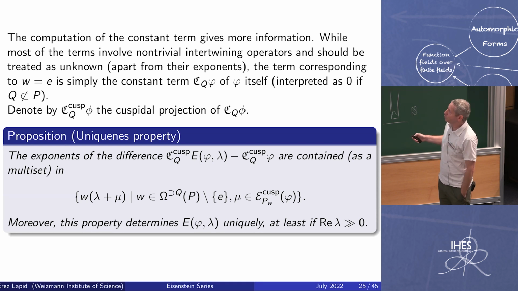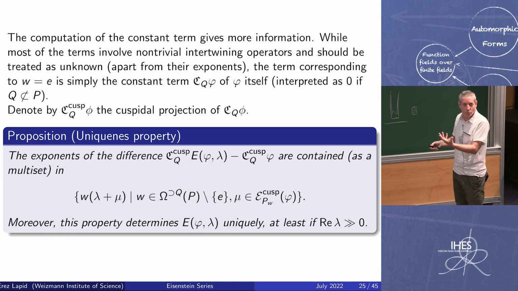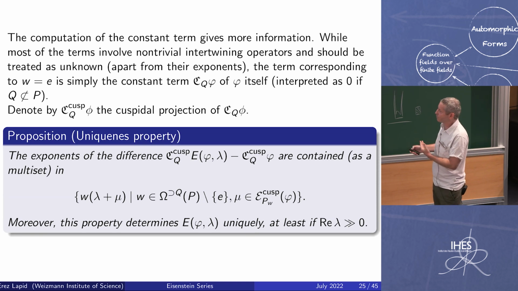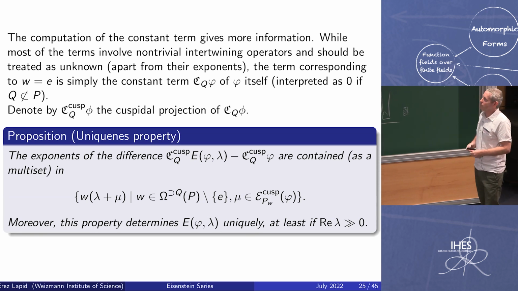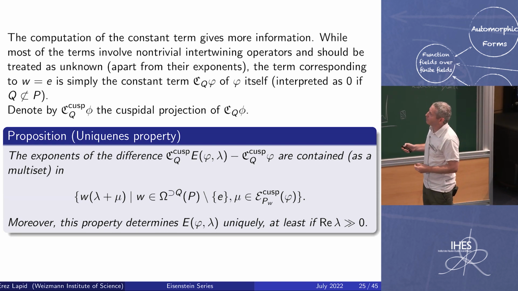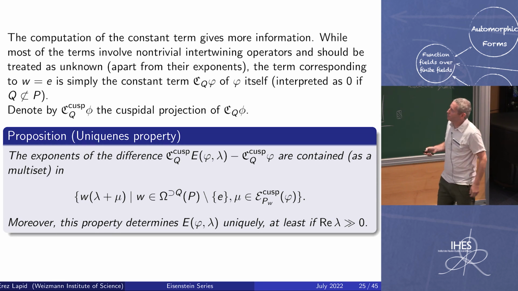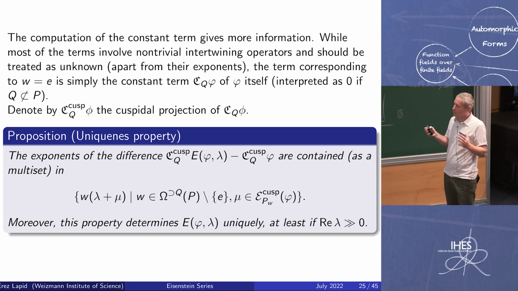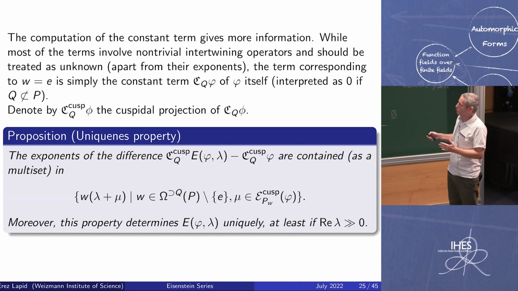So in other words, the previous system was a homogeneous system, but now I make an inhomogeneous system by saying that when I subtract this cuspidal part of the constant term along Q, if Q is contained in P, then what I remain with is all the other exponents with W not equal to the identity. And the claim is that this already suffices for uniqueness. So this strange-looking property determines the Eisenstein series as an automorphic form, well, at least in this region.